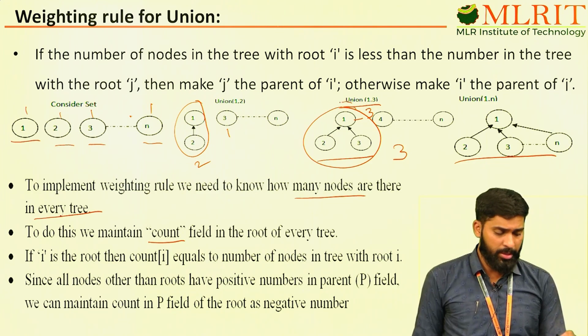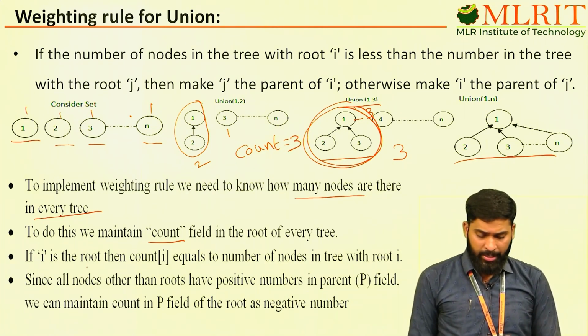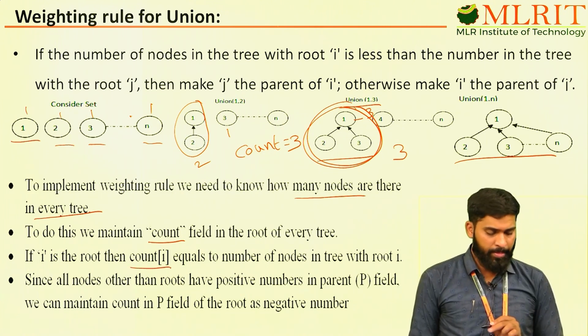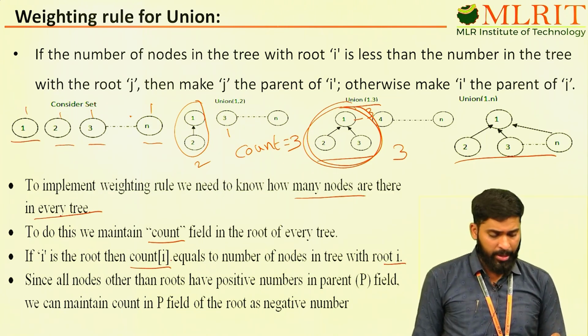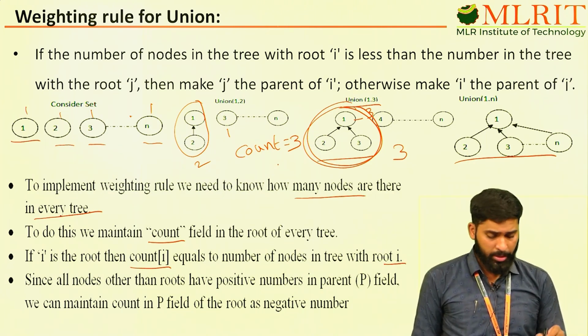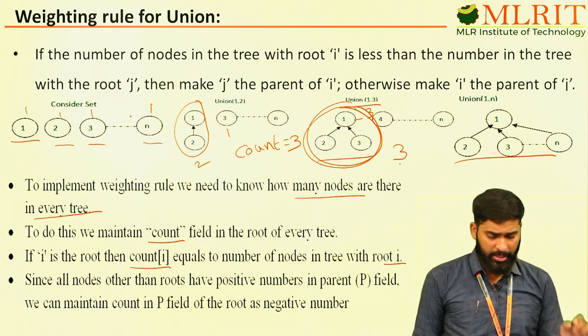Now for this tree, you are maintaining one count value. What is the count of this tree? The count is 3 here. If I is the root, then count of I equals the number of nodes in the tree with root I. So count of I means the number of nodes, that is 3.